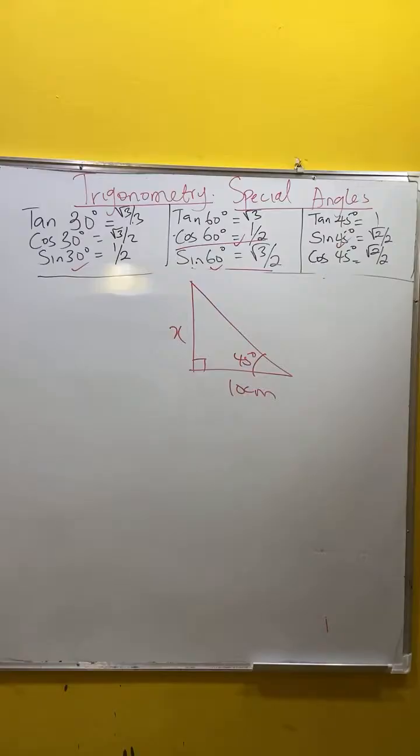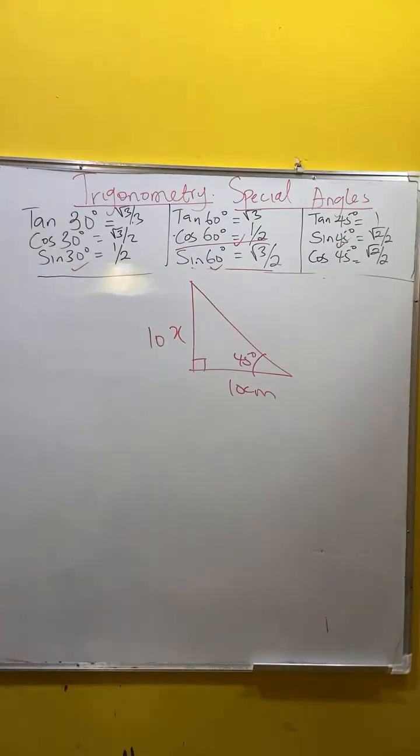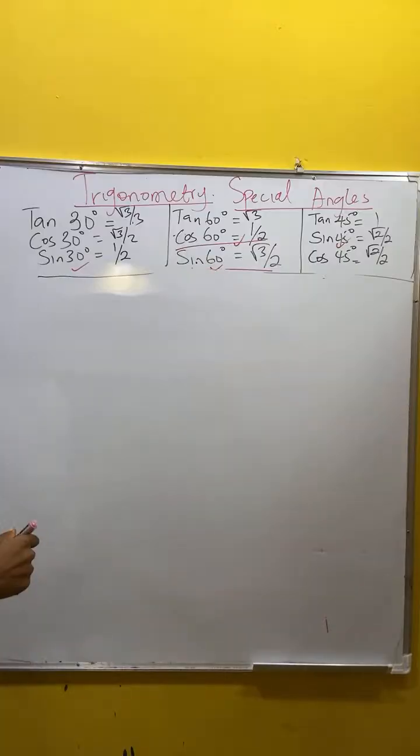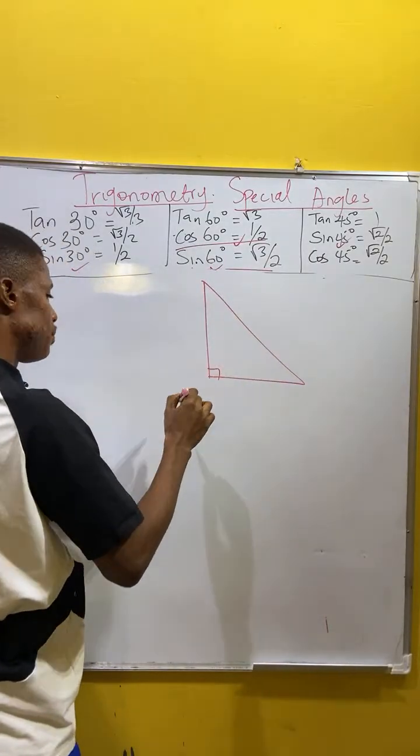Can you find this? Solve it. Okay, let me solve it. What's the value for tan 45? It is 1. So this shows that here will also be 10. So the missing side is 10 centimeters. Let's continue. This is another one.